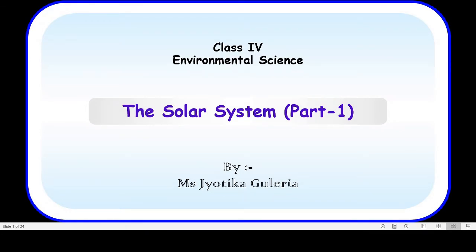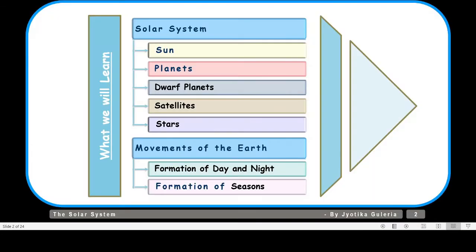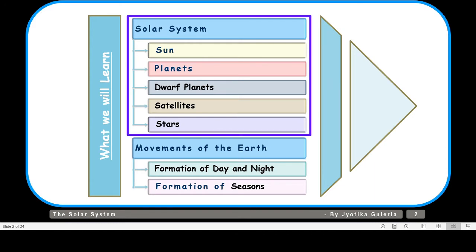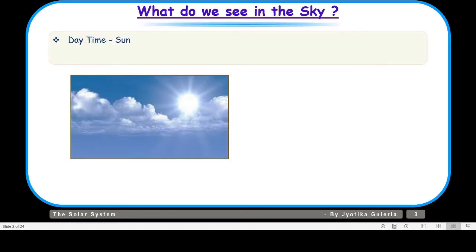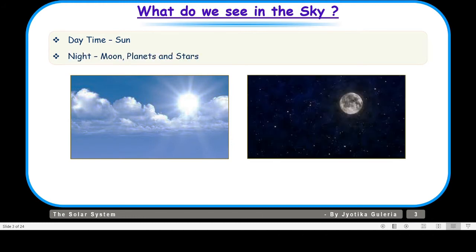So children, this topic is divided into two parts, the solar system and the movements of the earth. Today in this video, we'll talk about only the solar system. So first of all, what do we see in the sky? During daytime, we see the sun, and at night we see the moon, planets and stars. And all of us know that stars twinkle in the night sky, whereas the planets do not, as they do not have light of their own.